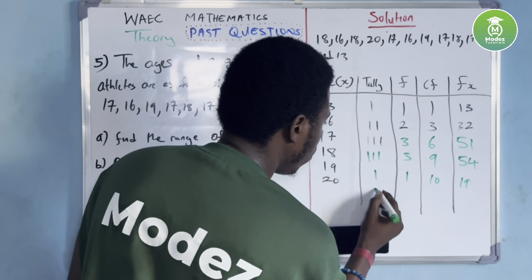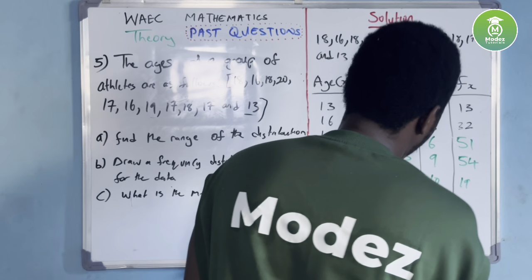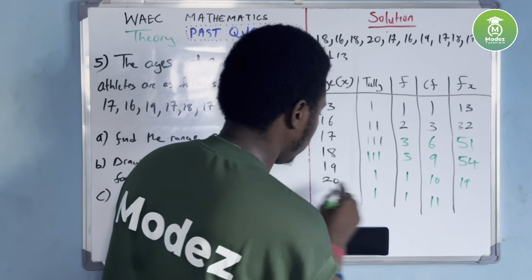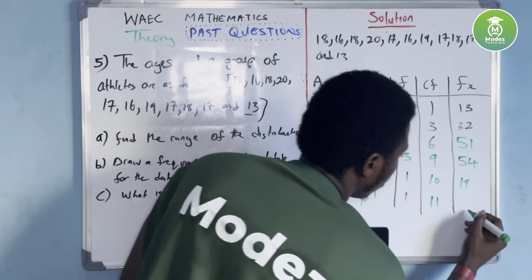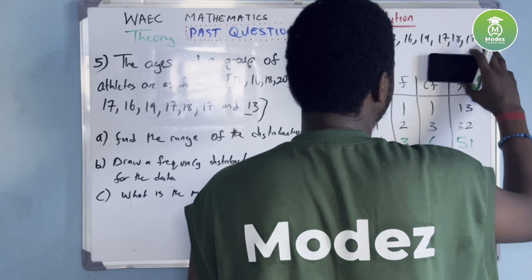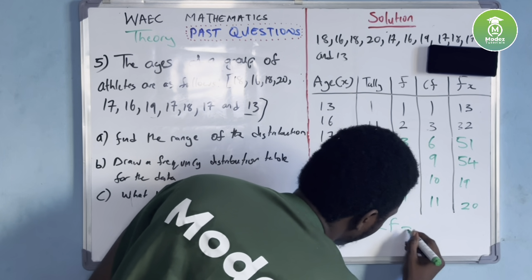20 occurred only once also. The frequency is 1 also. Then the cumulative frequency is what? 11. Also, the fx is what? 20. Now, the total frequency here, summation f, is equal to what?